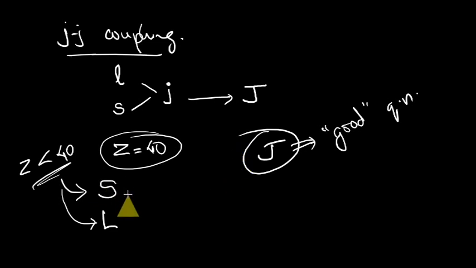So for lighter atoms, S is a good quantum number. But S is not a good quantum number for heavier atoms. And L is also a good quantum number for lighter atoms, but we cannot expect that the capital L is a good quantum number for heavier atoms. For heavier atoms, only J is a good quantum number, and that is why we have to go for the JJ coupling in that case.